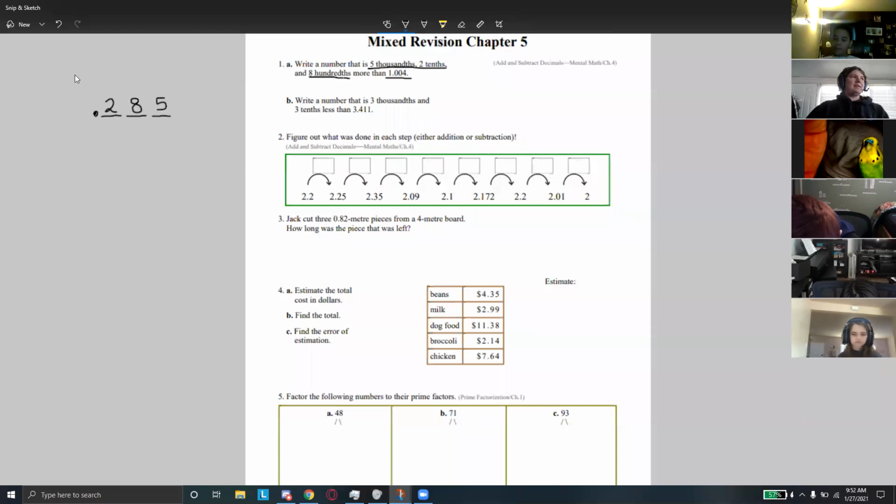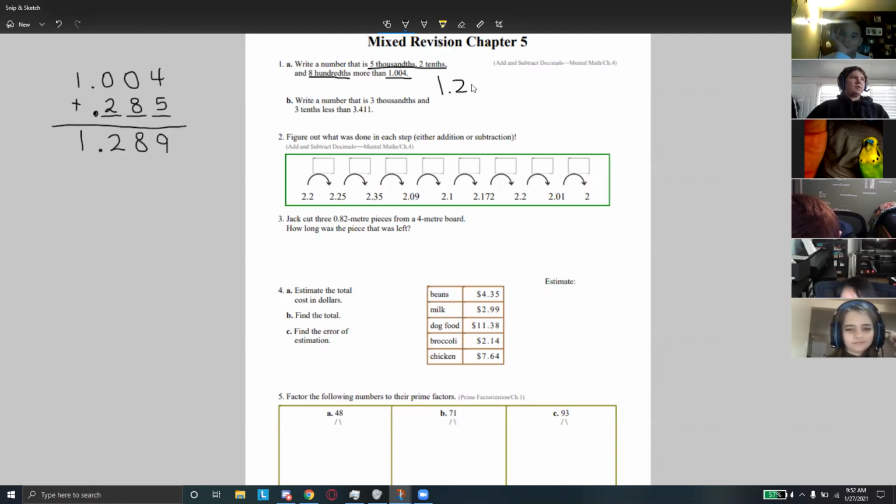So when we're adding decimals, we just have to line the decimals up. That will give us 5 plus 4 is 9 thousandths. 8 plus 0 is 8 hundredths. 2 plus nothing is 2 tenths. And 1 plus no whole number is 1. So that will be our answer there. 1 and 289 thousandths.